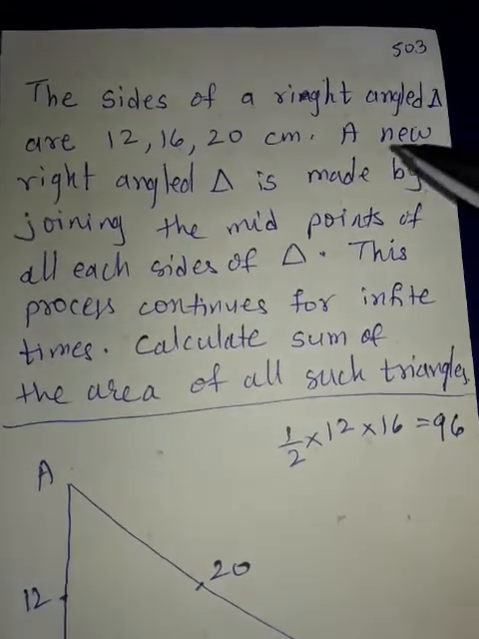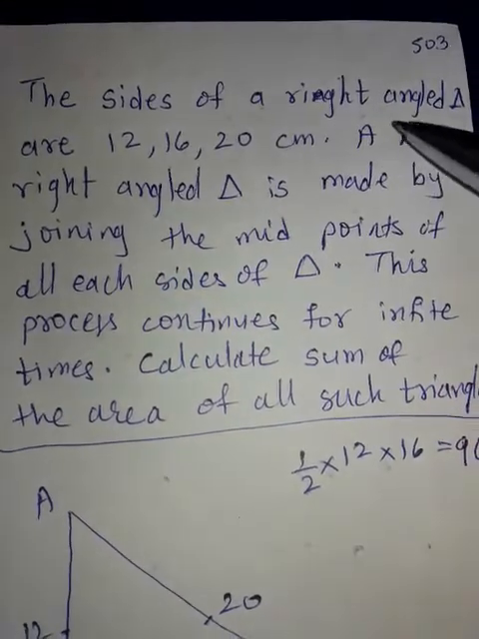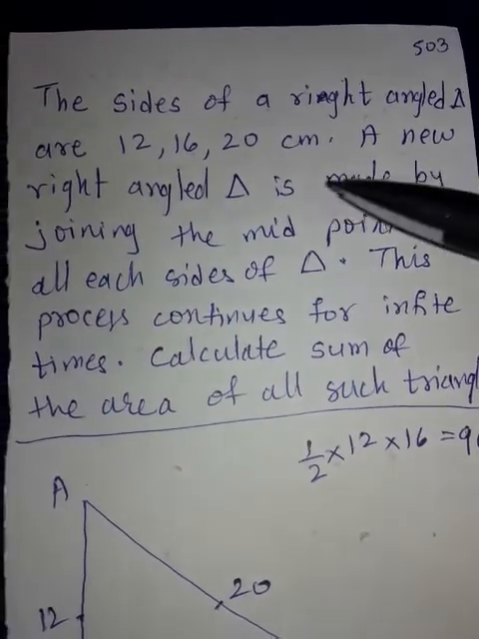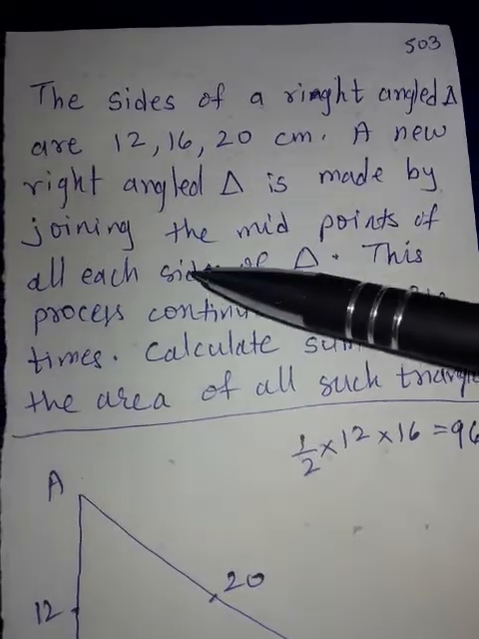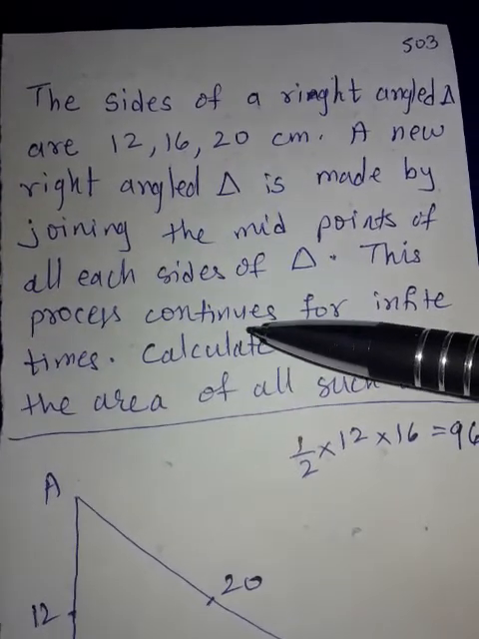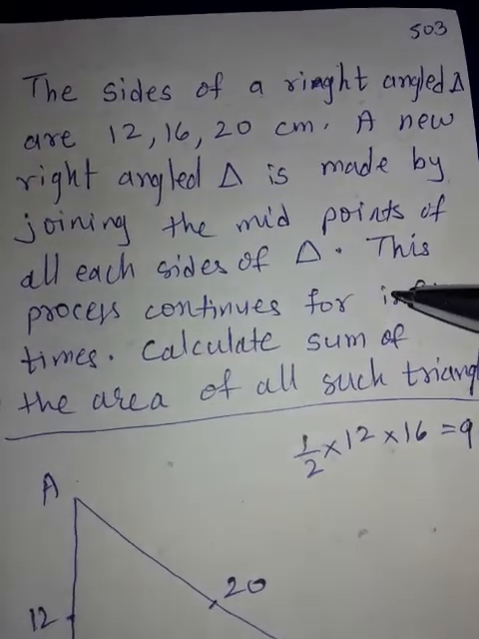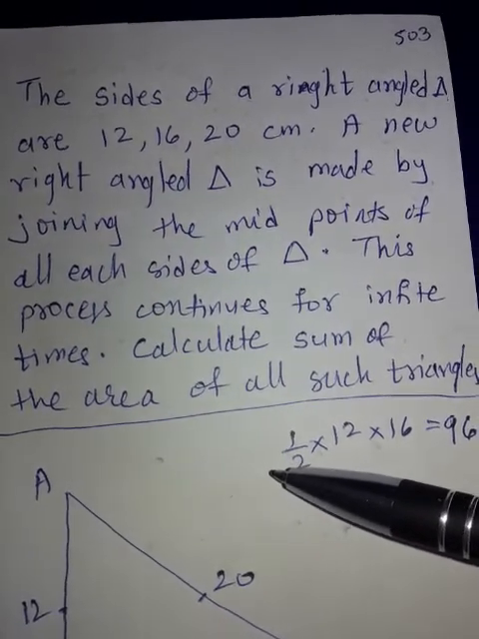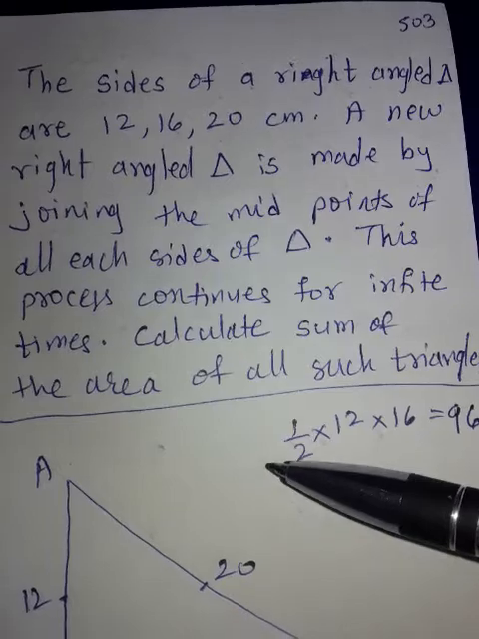Let's solve one more type of problem. The sides of a right angle triangle are 12, 16 and 20 centimeter. A new right angle triangle is made by joining the midpoints of all sides of the triangle. This process continues for infinite times. Calculate the sum of the area of all such triangles.